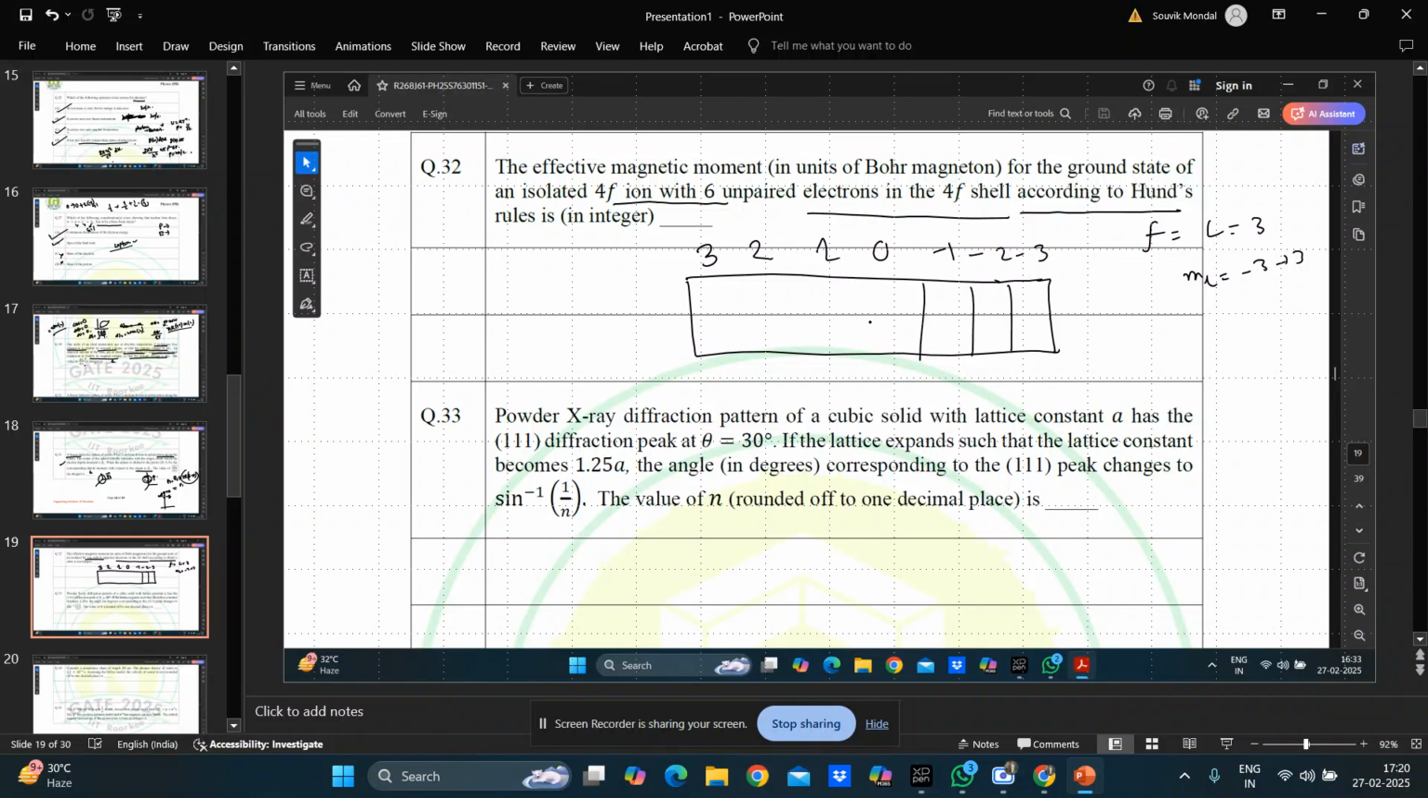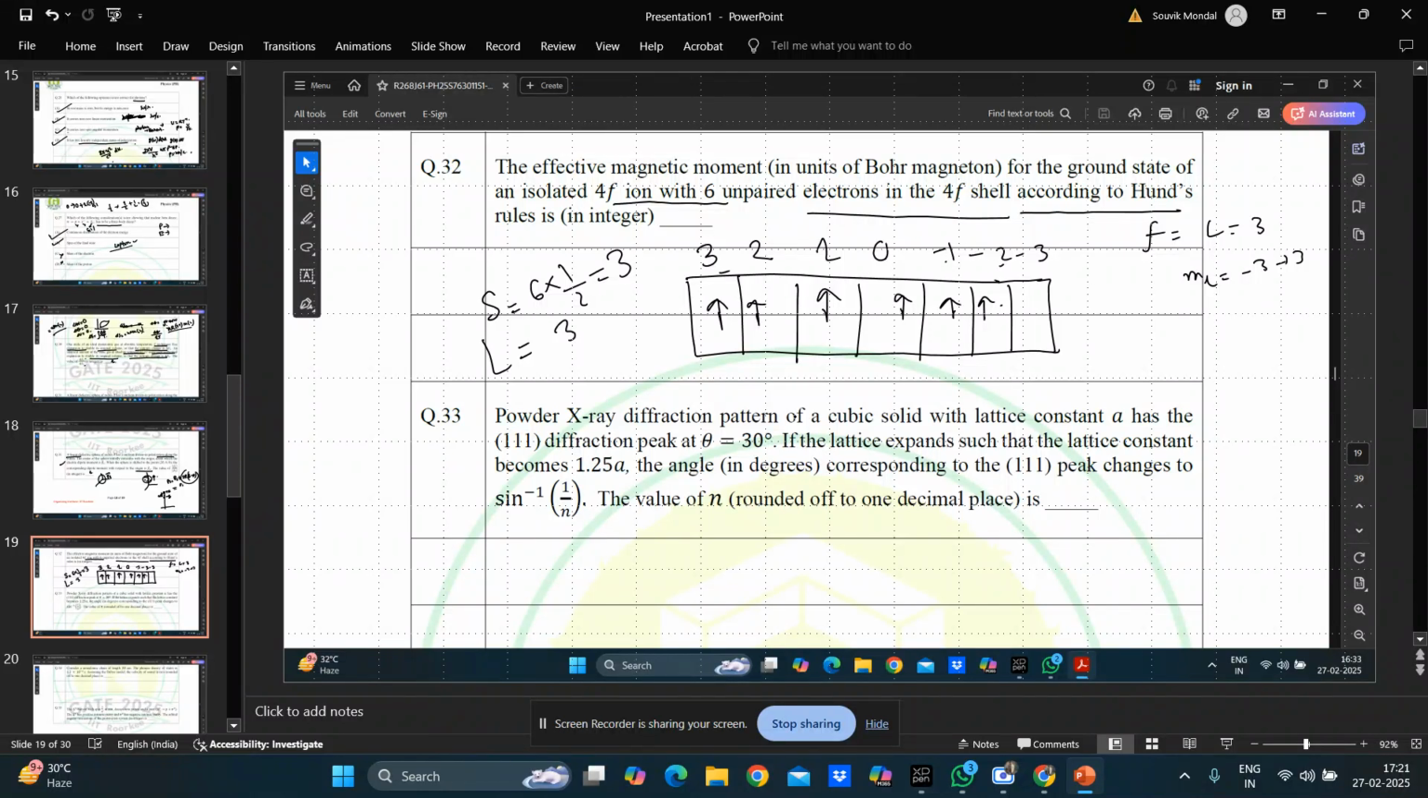Okay, these are the possibilities. Now fill 6 electrons. One, 2, 3, 4, 5, 6. Okay. So what is the S value? S value is 6 into half, that is 3, and L value is 3 plus 2 plus 1 plus 0 plus minus 1 plus minus 2, that is 3.